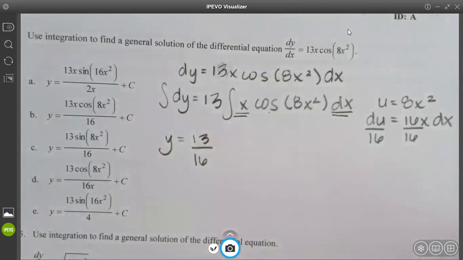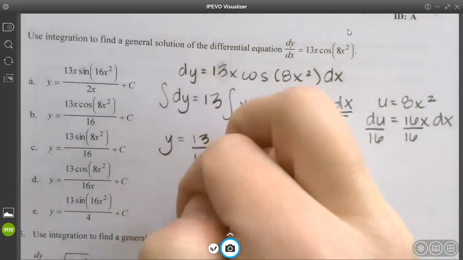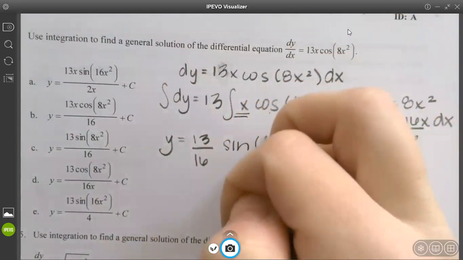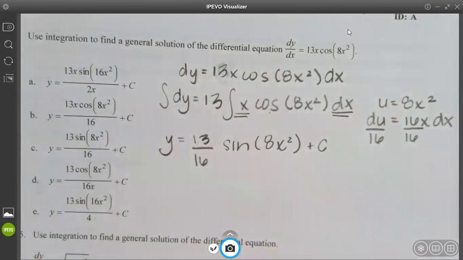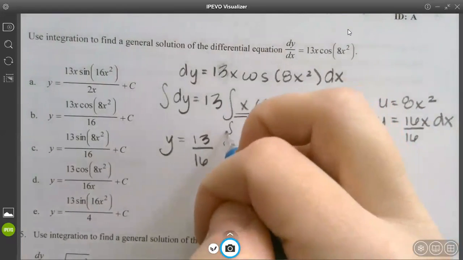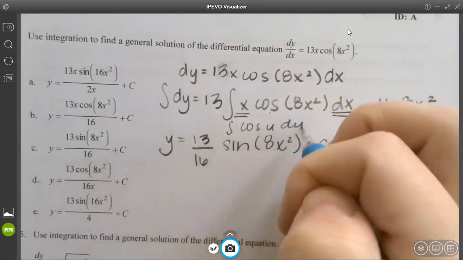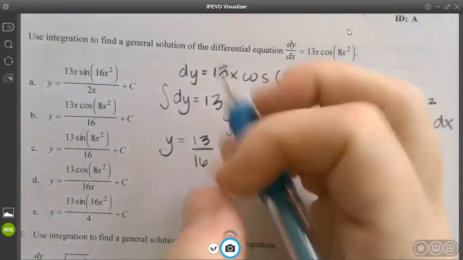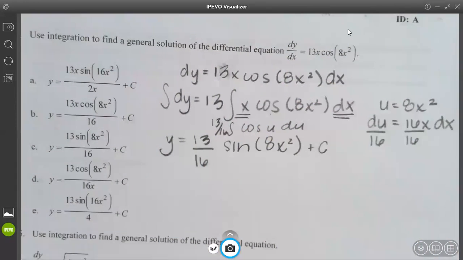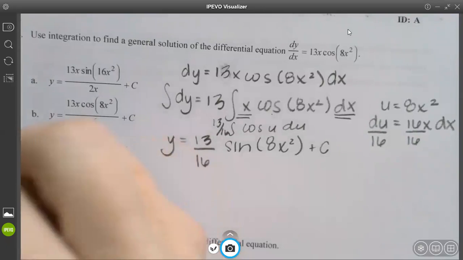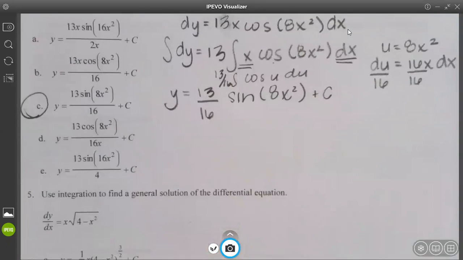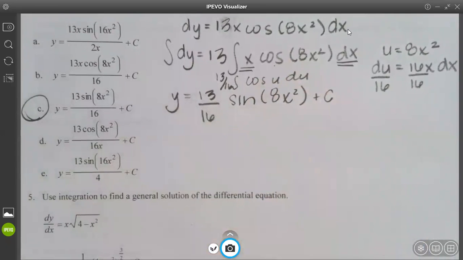So what's the integration of cosine? Sine. And what did we have for u? 8x squared. And then we put plus c. So again, if you're not seeing it, we integrated cosine u du. Since we had over 16, we had to pull that 16 out. The integration of cosine is sine. Our u was 8x squared. Which one's your answer? C. Watch those, and make sure that you remember this.